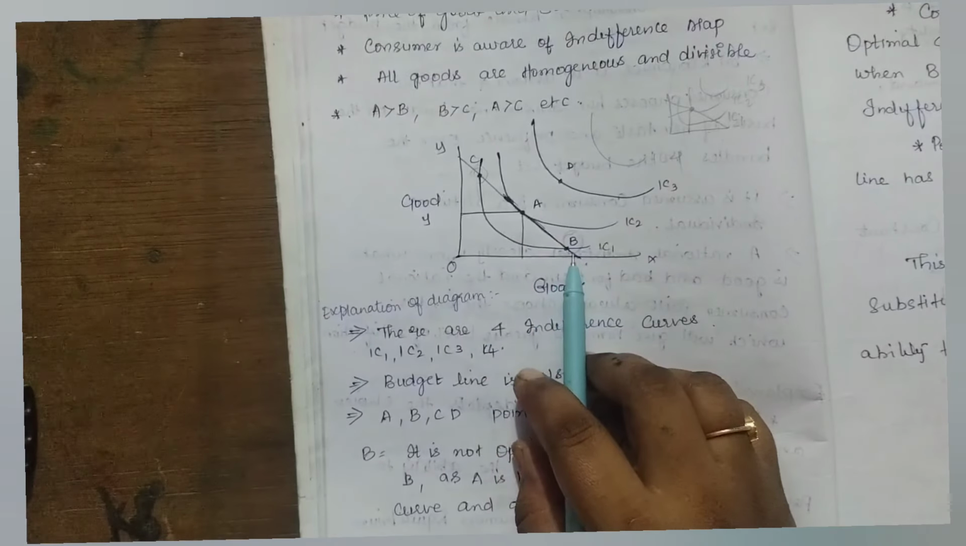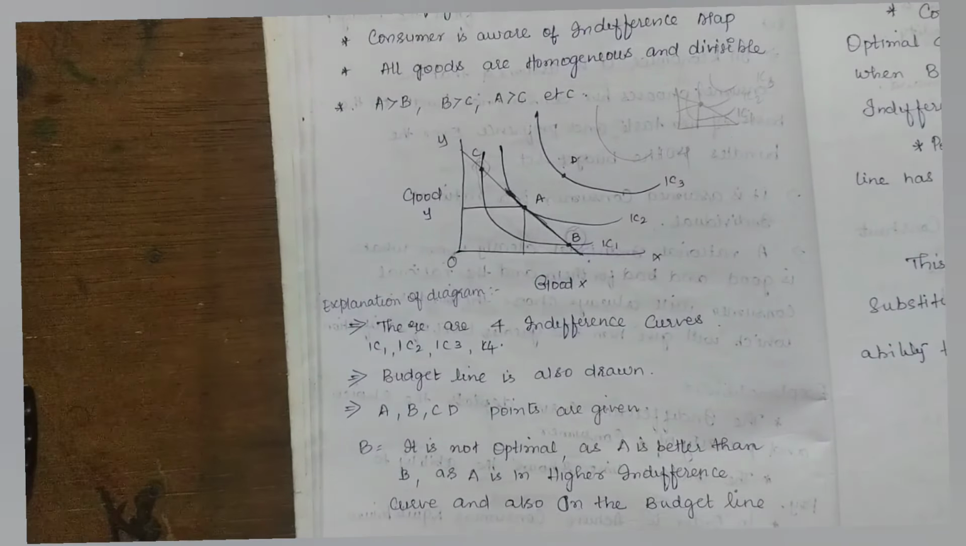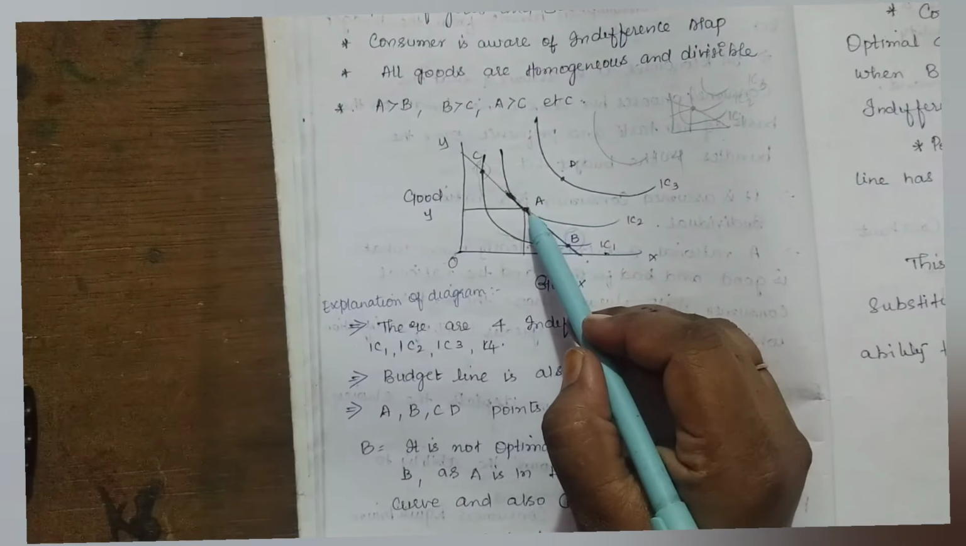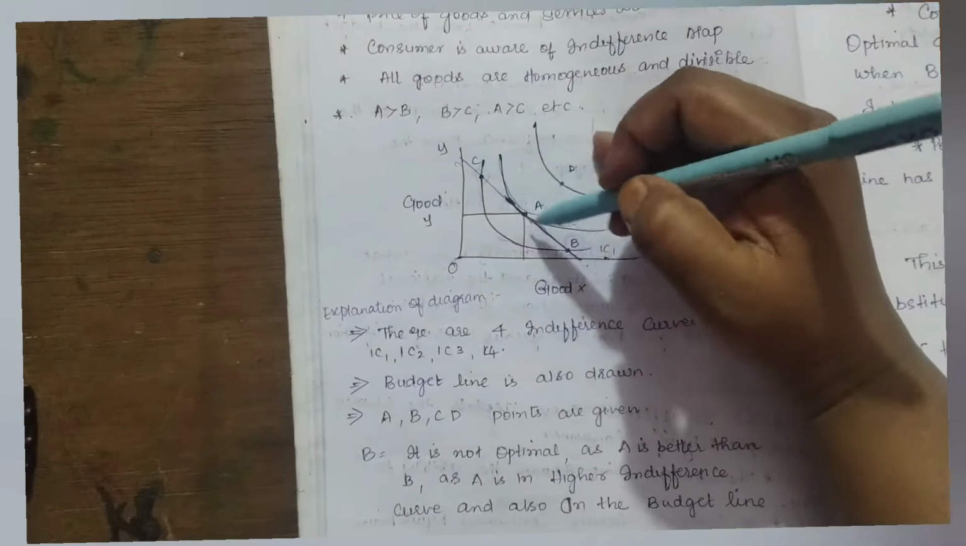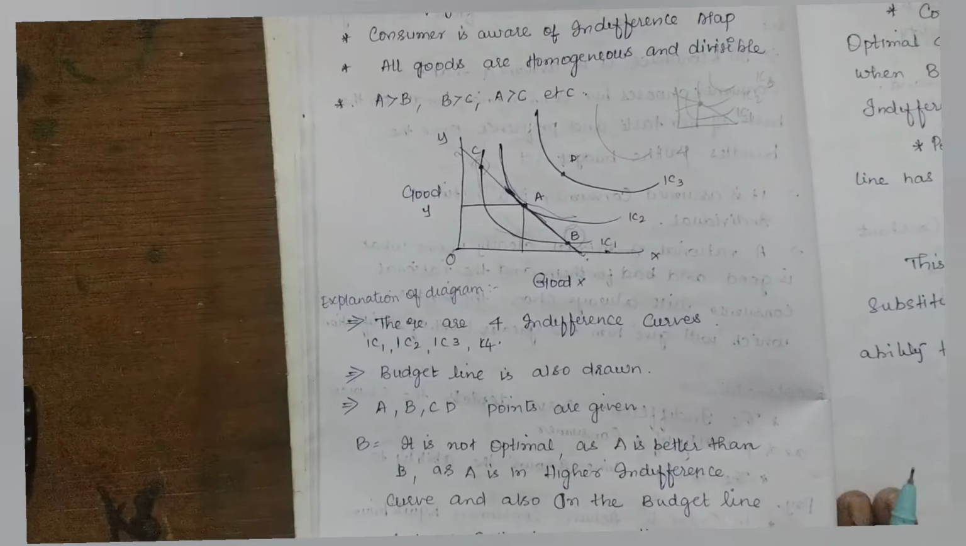B is also not the optimal choice as it lies on IC1. Why would the consumer go for lesser satisfaction when it can afford better satisfaction? C is also not the optimal choice as it lies on IC1 only. A is the optimal choice of a consumer because the indifference curve is tangential to the budget line. It means the consumer not only desires it but also has the ability to pay for it.